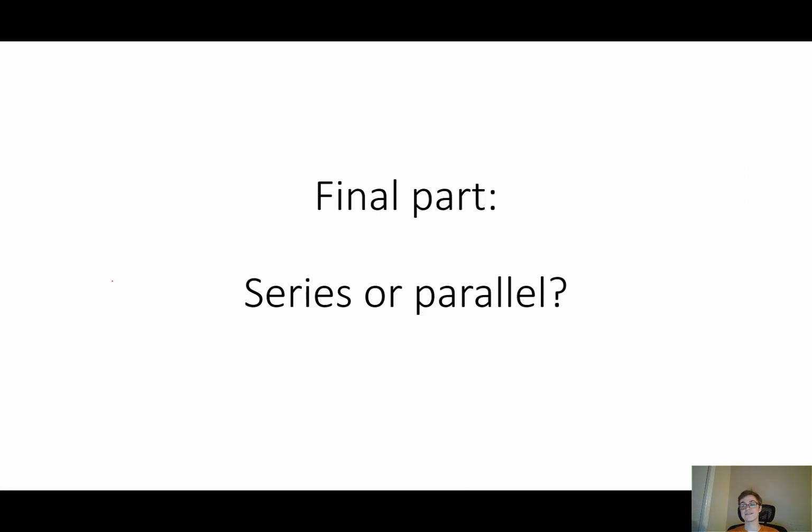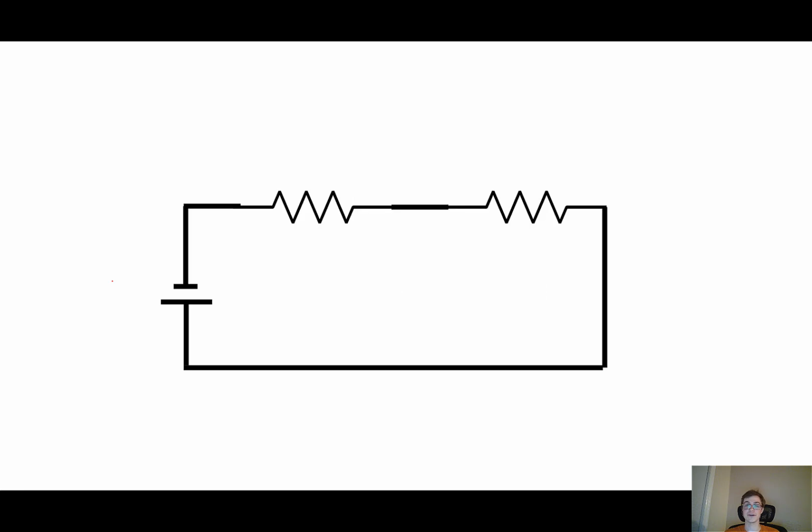So finally, I have to teach you to distinguish them. If you look at a diagram, is it a series or a parallel diagram? This one, is it series or parallel? Well, the way you can tell is you draw a loop. So let me start at the battery, and I want to go in a circle. I hit one resistor, and then I hit another resistor. So because I hit two resistors in my loop, that means that this is a series arrangement.